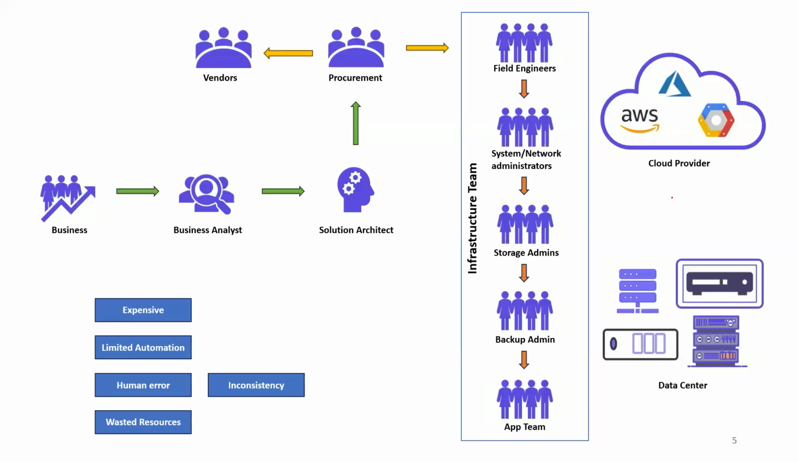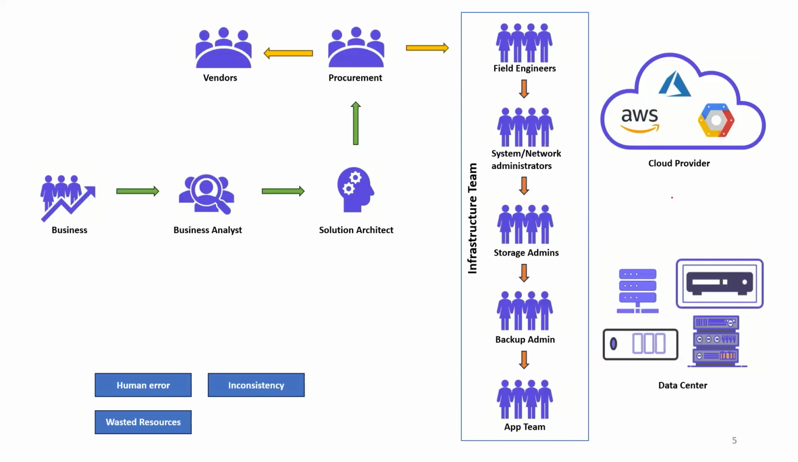Comparatively, the cloud computing model is cheap, guys. And one more thing, in the cloud, everything works via API, application programming interfaces. If you are working with an API, the automation is very high. So that's the reason you do not have the limited automation problem also.